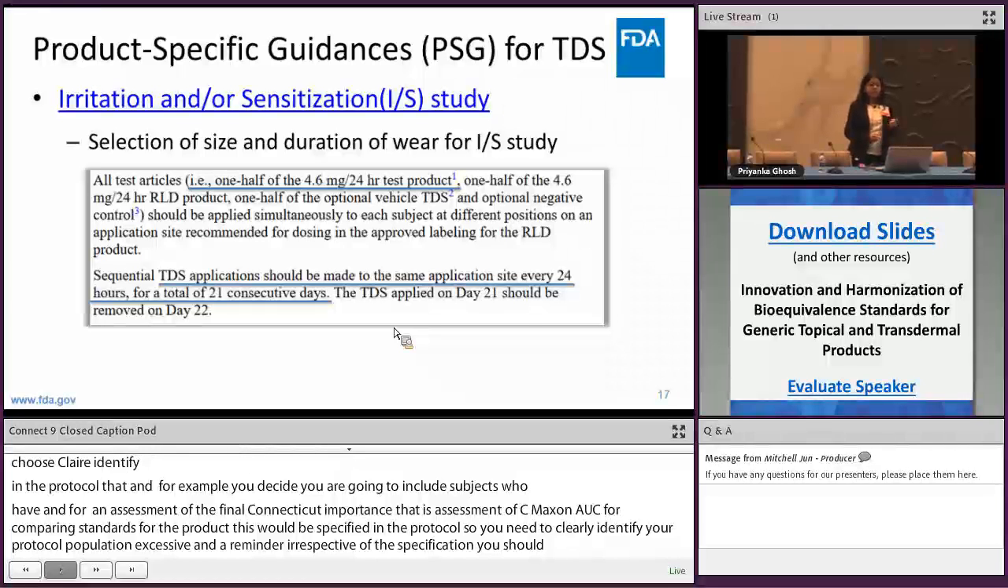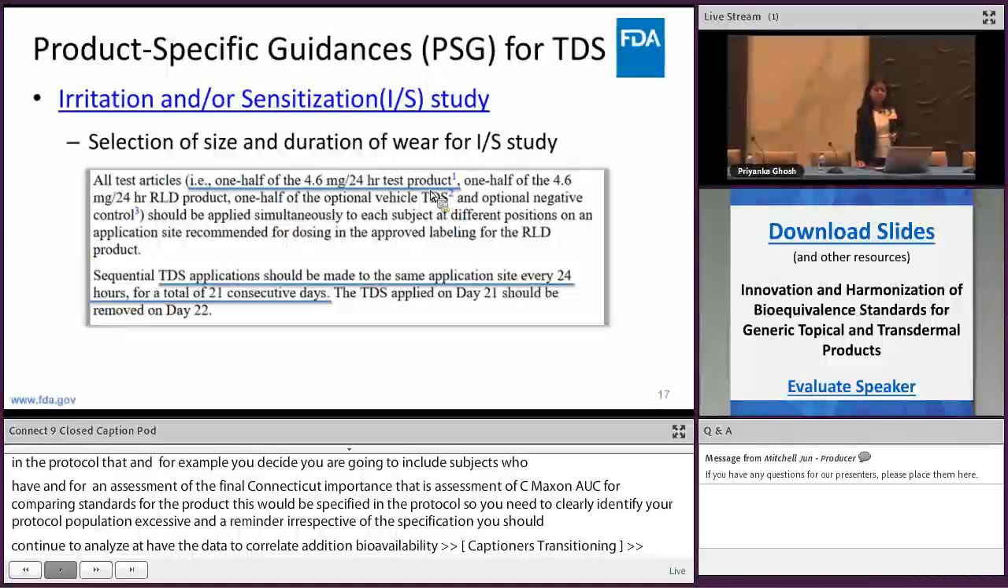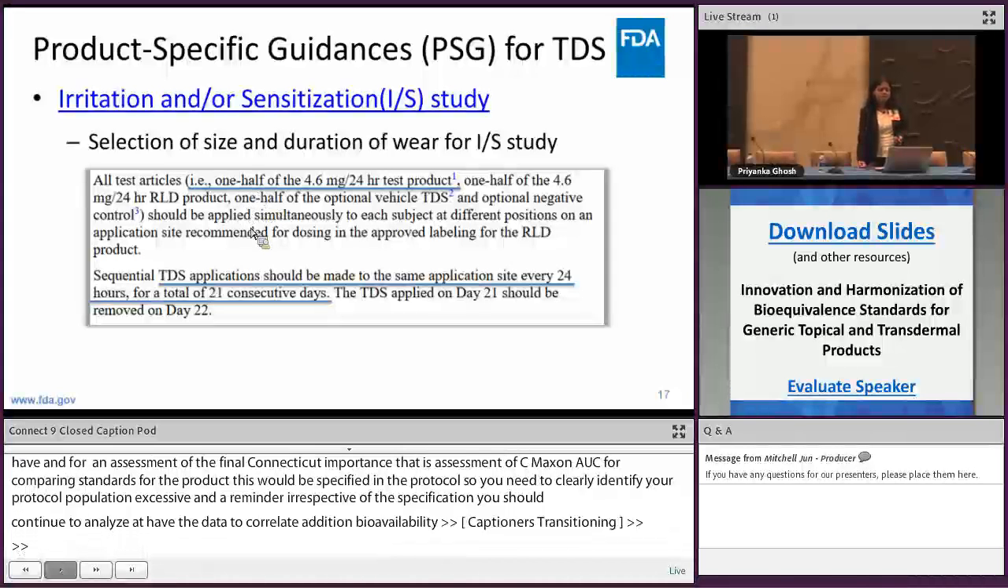Last clarification related to the product-specific guidances, the irritation and sensitization study. Here we do provide recommendations related to the size of the product that should be used. Typically, it depends on the availability of the different strengths of the product and what is the smallest strength that can be evaluated in irritation and sensitization study.